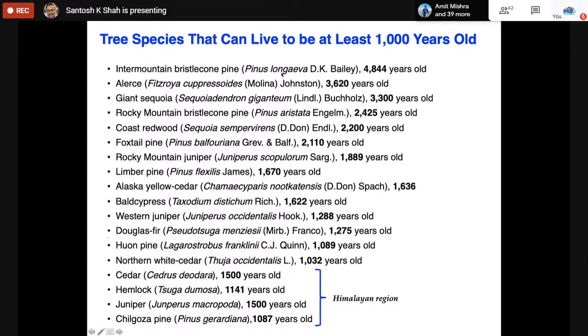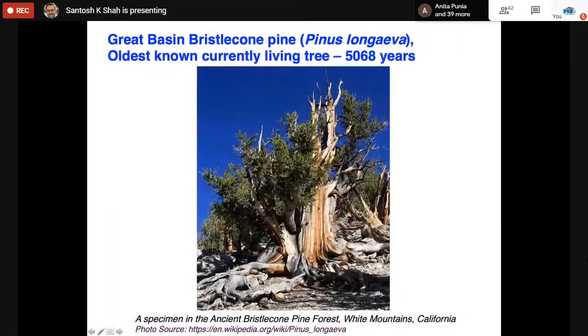These are some of the trees which are still growing and very, very old. Like this is the bristlecone pine, Pinus longaeva, that is still growing. In the Himalayan region, mostly trees are up to 2000 years old. This is the oldest living tree, still growing, at 5068 years. So you can imagine, if we build a chronology of this pine tree, we can reconstruct the climate history of 5000 years. And it is already built, actually.